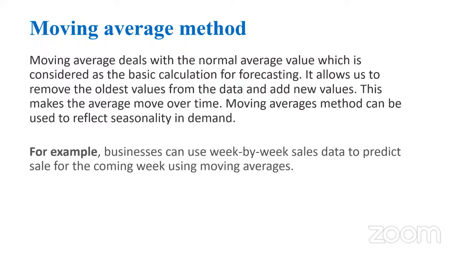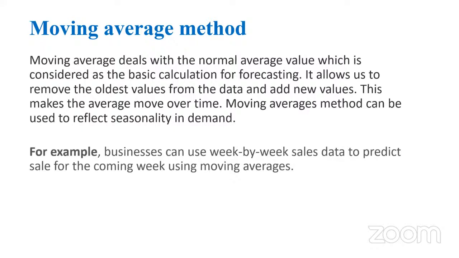The next moving step: leave 2010, then 11, 12, 13, their demand divided by 3. Then leave 11, then 12, 13, 14 divided by 3. That is called the moving average. We calculate the average in a moving pattern, right? So the moving average deals with the normal average value, which is considered the basic calculation for forecasting. It allows you to remove the older value.